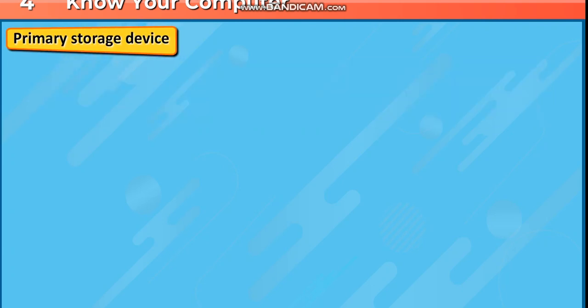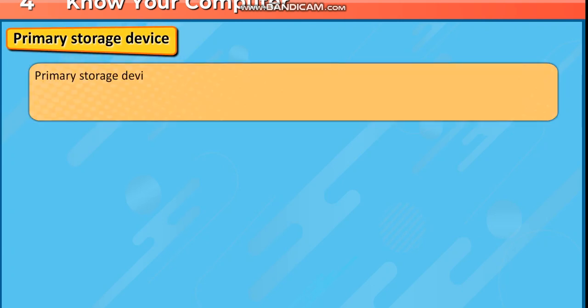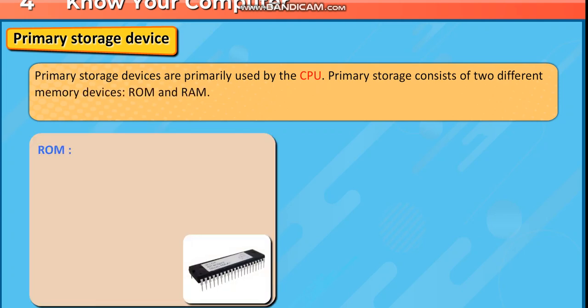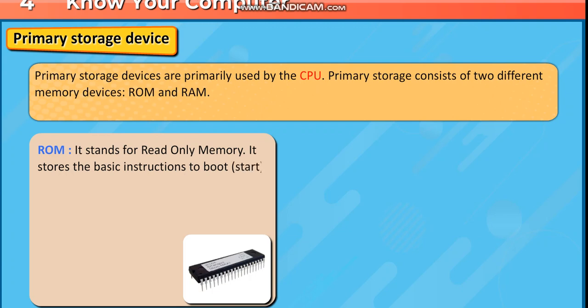Primary storage device. Primary storage devices are primarily used by the CPU. Primary storage consists of two different memory devices, ROM and RAM. ROM stands for read-only memory. It stores the basic instructions to boot, start the computer. It stores the data permanently.